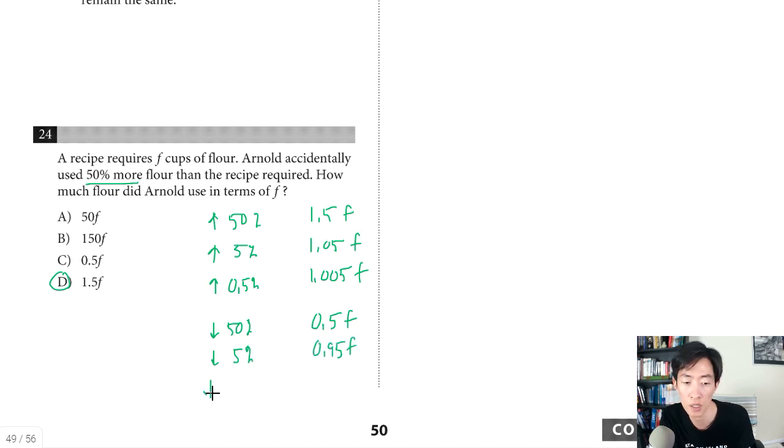A decrease in 0.5%, you're going to multiply by 0.995 because when you decrease by 0.5%, you're left with 99.5% of the original value. So this is kind of the main skill that you need to keep in mind for the SAT. This is really just a percent increase problem.